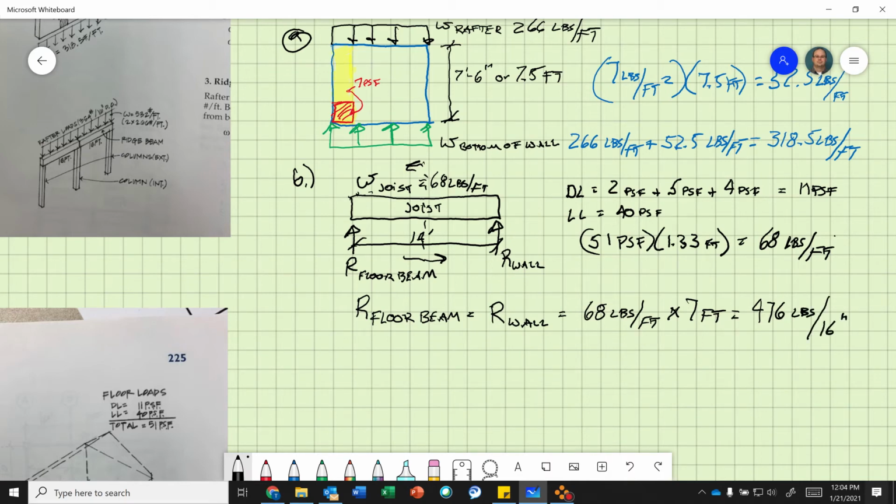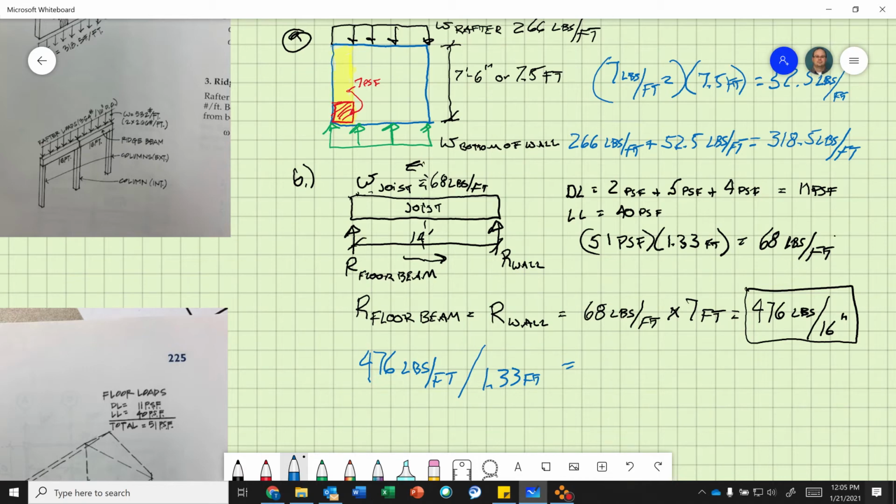That's a point load, right? Because if you look at my units, pounds per foot times feet, it turns into pounds. So there is a point load on that wall, 476 pounds. And then on the floor beam, 476 pounds. Okay, so now we got our point load. Now we got to convert that into a line load. Remember, less than 2 feet on center, we can convert that into a line load. So now we're going to take 476 pounds and divide by 1.33 feet.